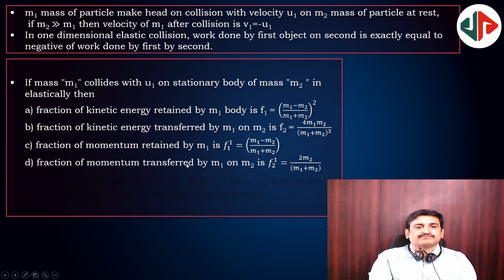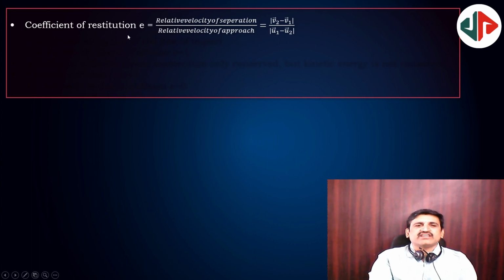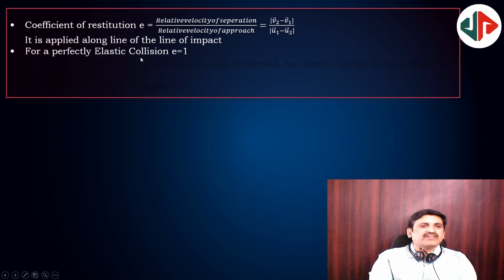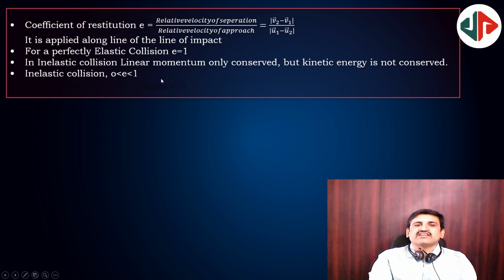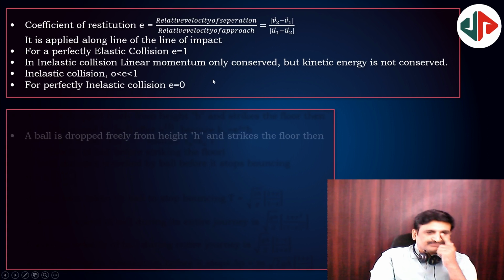Next, coefficient of restitution e is equal to relative velocity of separation after the collision by relative velocity of approach before the collision. That is the coefficient of restitution, which decides the extent of collision, whether it is elastic, semi-elastic or inelastic. If it is an elastic collision, e value will be 1. If it is a perfectly inelastic collision, e value will be 0. If it is semi-elastic, then e value lies in between 0 and 1. In that case, kinetic energy is not conserved. Kinetic energy is conserved only in case e equals 1. Okay, next.